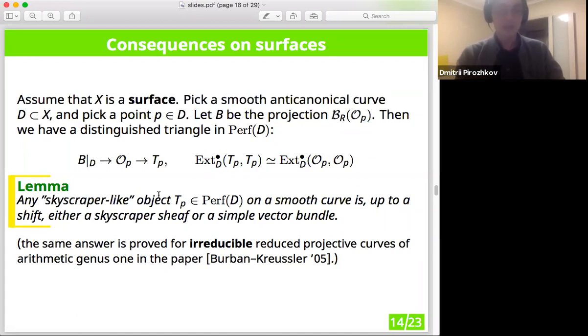And it's a skyscraper-like object on a smooth elliptic curve, I guess, or no, that probably shouldn't matter, but I'll only apply this on smooth elliptic curves. There are just two options. Up to a shift in the derived category, this is either an actual skyscraper sheaf, possibly at some other point, maybe not at P, we don't know, or it can be a single simple vector bundle, again shifted to an arbitrary degree.